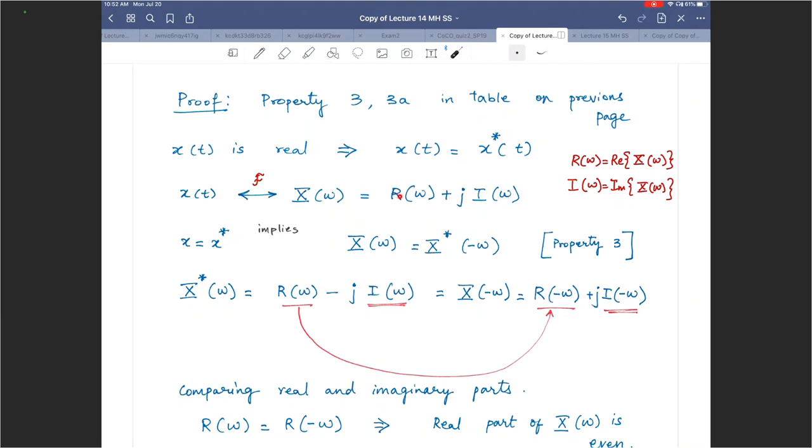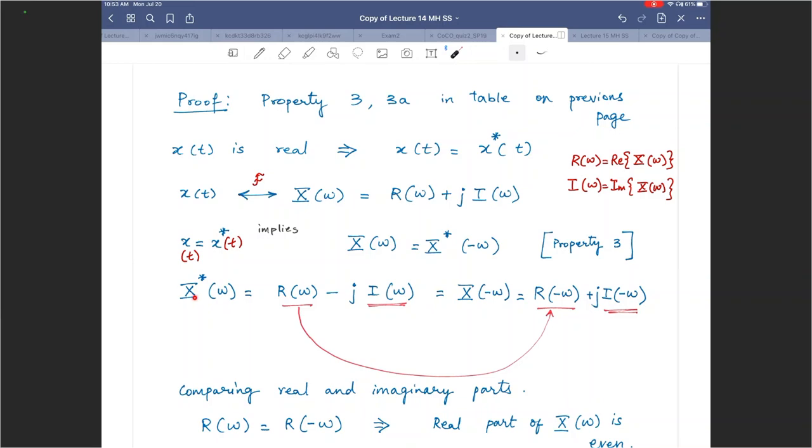So far it's the general case, right? We are just saying, let us define X of omega to have this real part and that imaginary part. Then the property says x of t is real. So the time domain signal x is the same as x conjugate. If x is the same as its complex conjugate, then that implies we are going to have conjugate symmetry in the frequency domain. X of omega equals X complex conjugate of minus omega. That's property 3.